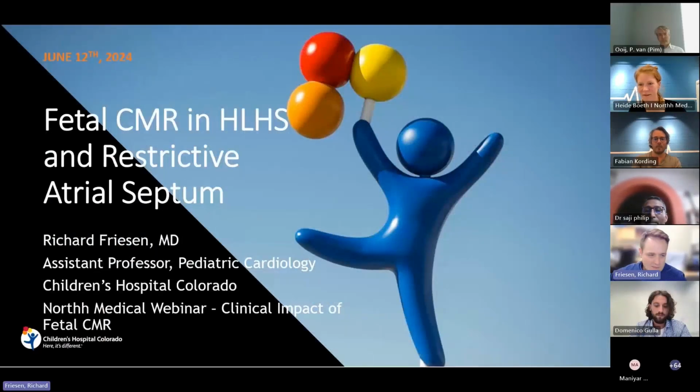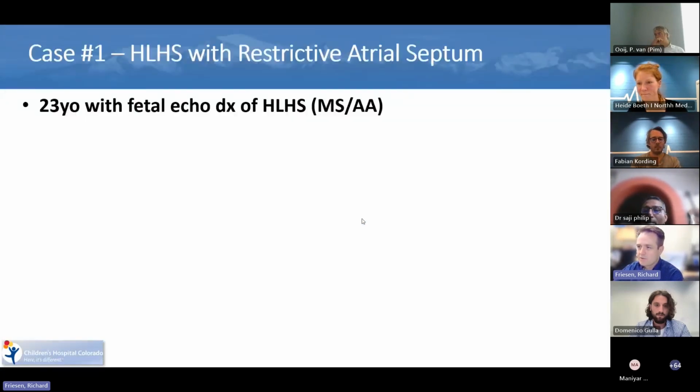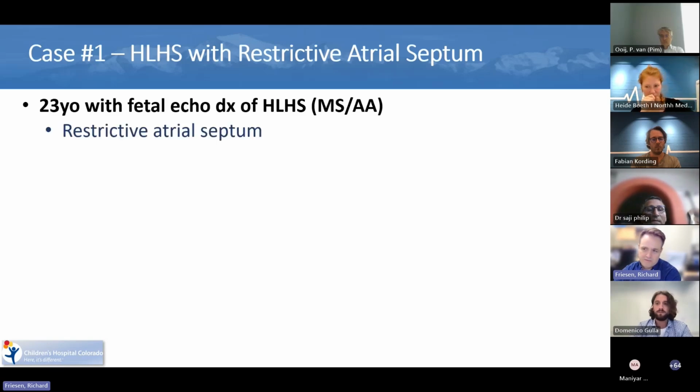Thanks for letting me talk today. We'll start with one case and we'll see how much time we have left. This one's a little bit more in depth. The clinical scenario was a 23-week-old fetus who had a fetal echo diagnosis of hypoplastic left heart with mitral stenosis and aortic atresia. But there was also concern with a restrictive atrial septum, and we'll go into this a little bit more.